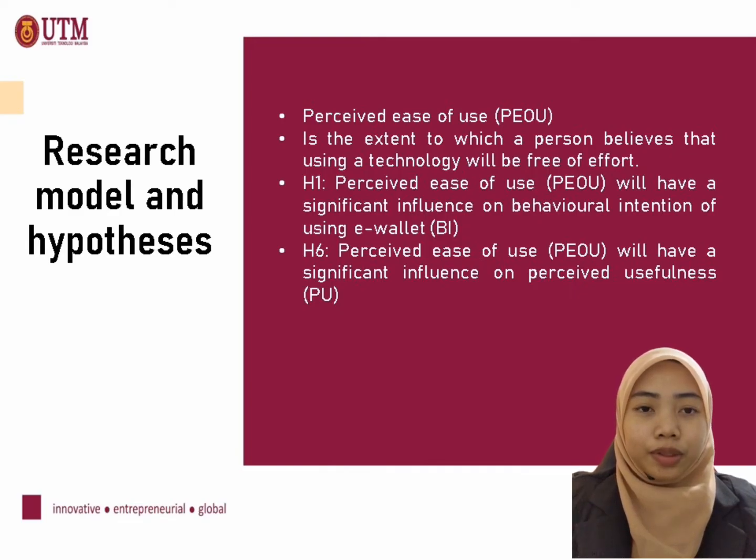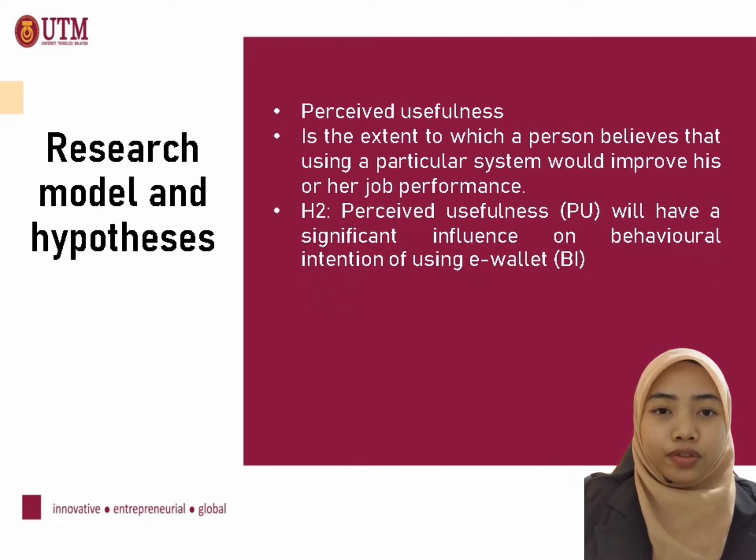Research hypothesis: perceived ease of use is the extent to which persons believe that using technology will be free of effort. Hypothesis 1: PEOU will have significant influence on BI of using e-wallet. For hypothesis 6, PEOU will have significant influence on PU. Next is perceived usefulness, the extent to which a person believes that using a particular system will improve his or her job performance. Hypothesis 2: PU will have significant influence on BI of using e-wallet.